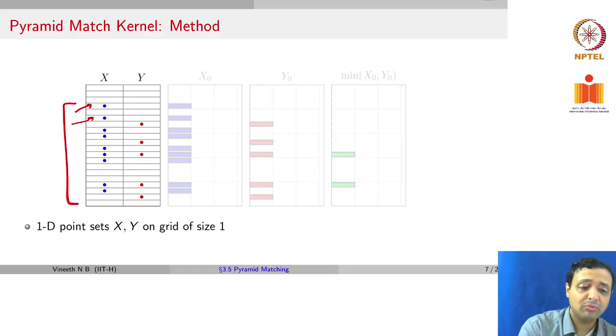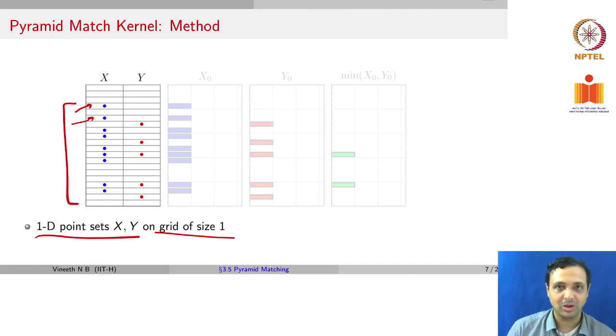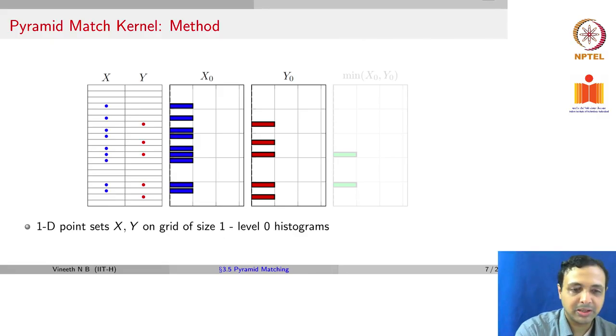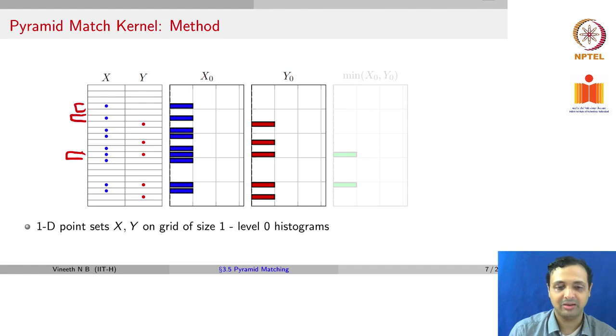Now you have 1D points, X and Y, on a grid of size 1. We're going to call it size 1. This is the finest resolution. So now we define histograms. Your level 0 histograms are going to be: this particular bin in your R^D grid has one feature. This particular bin in R^D in X has one feature. This particular bin in R^D has one feature in image X and one feature in image Y, and so forth. So you can construct your histogram.